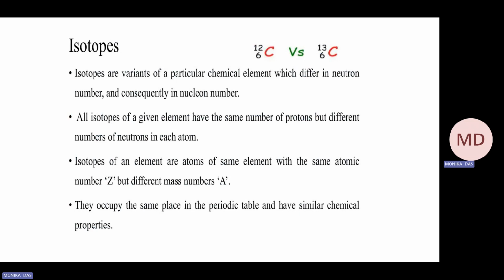All isotopes of a given atom or element have the same number of protons but a different number of neutrons in each atom. So the number of protons remains the same but the number of neutrons changes. So isotopes of an element are atoms of the same element with the same atomic number Z but different mass number. They occupy the same place in the periodic table and have similar chemical properties.